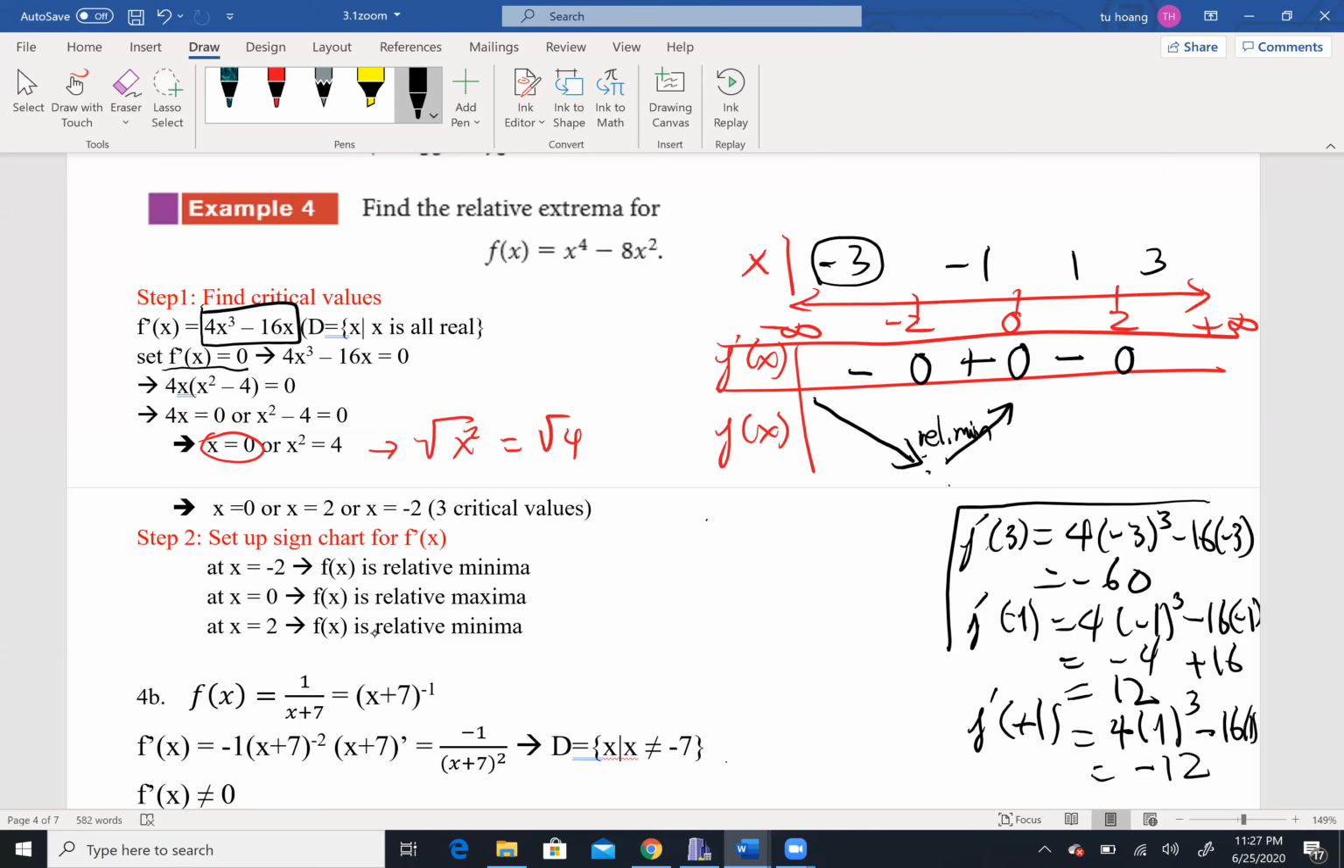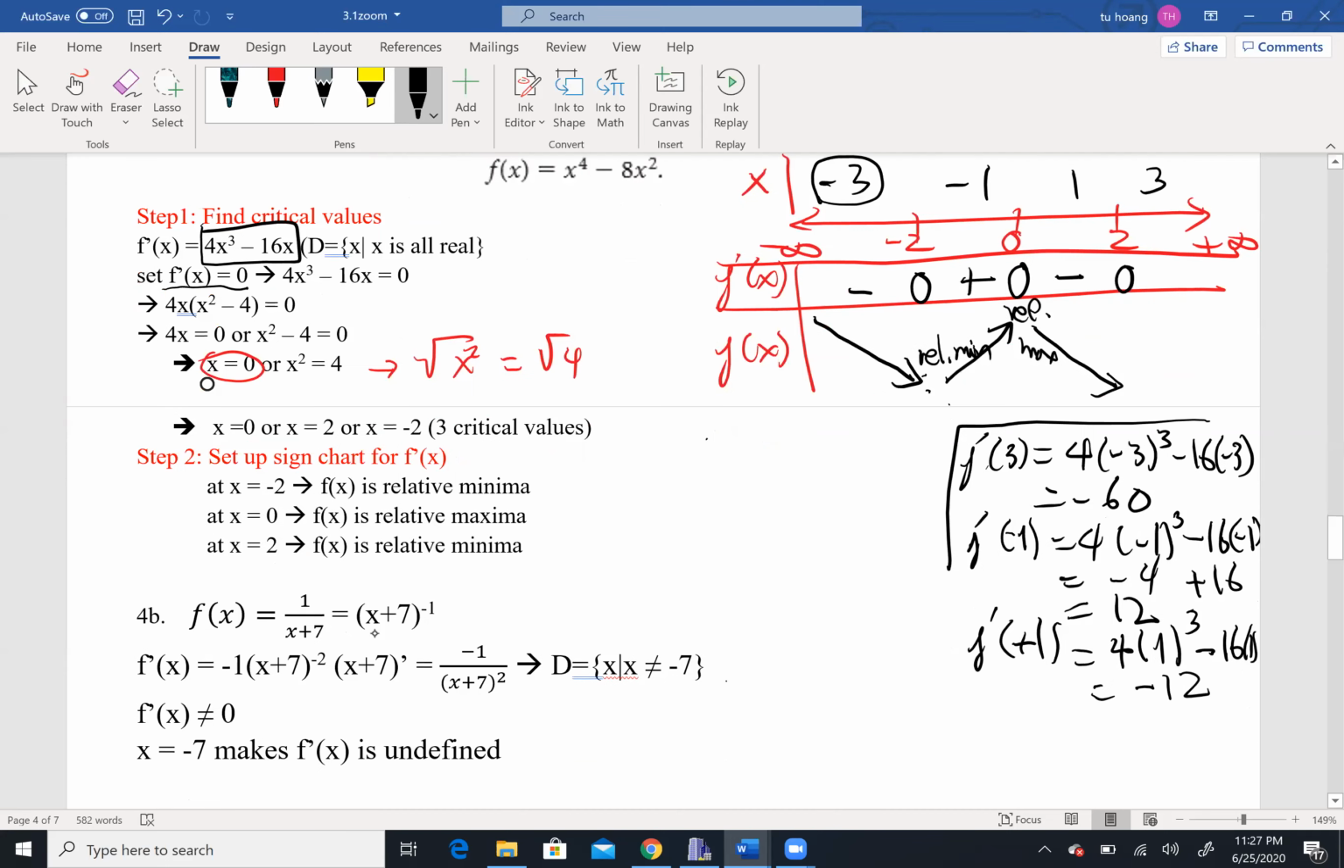And for the f of x, it has to be going down, right? Decreasing. And up here, it should be a relative maximum, right? Okay.